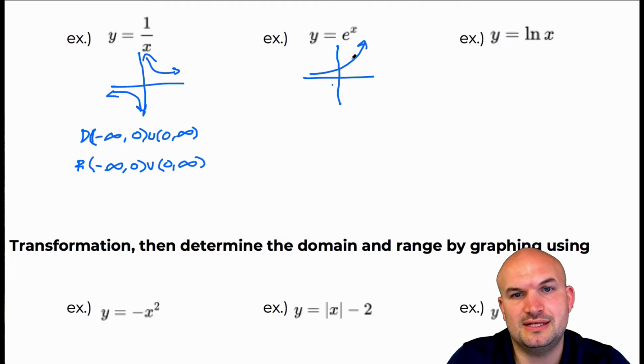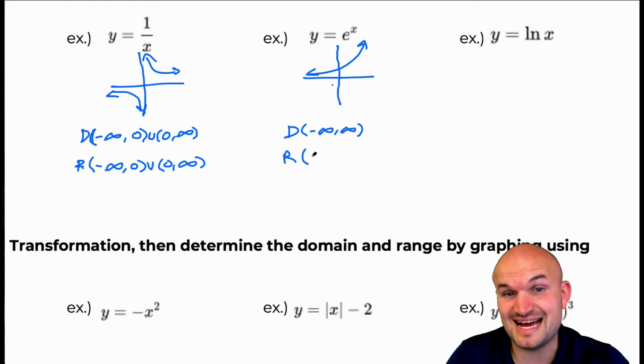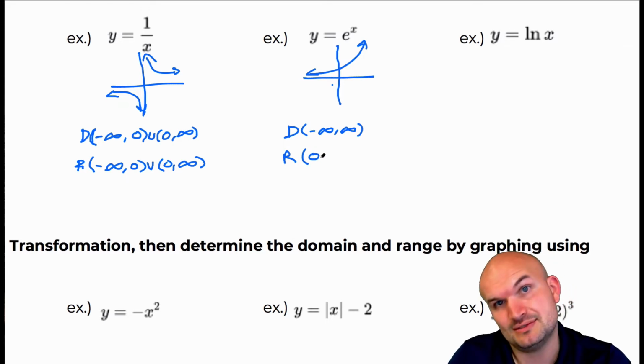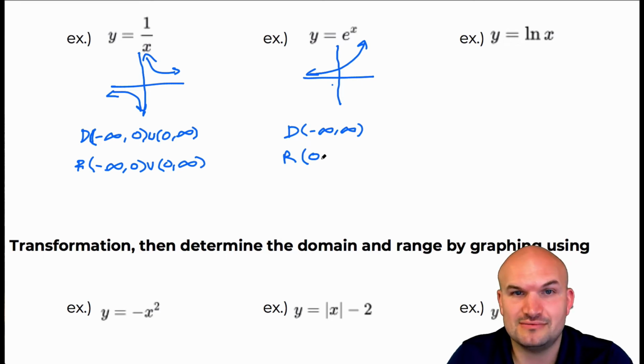So I have my e to the x, looks something like that. I'm going to say my domain is unrestricted, so that's negative infinity to infinity. And my range, however, now 0 is not defined, right? I guess undefined. So that's going to go from 0 to infinity.